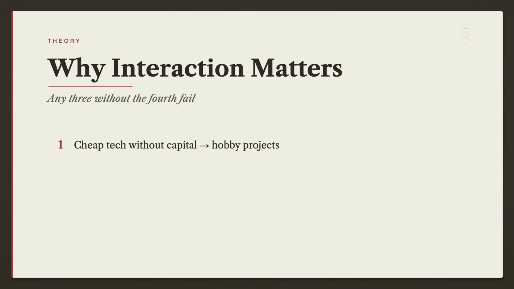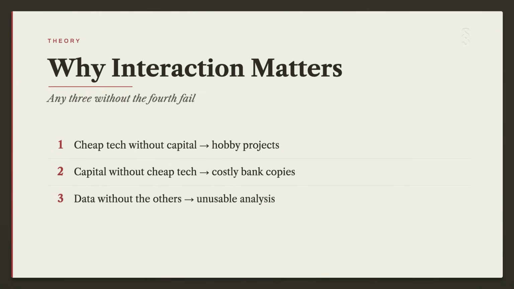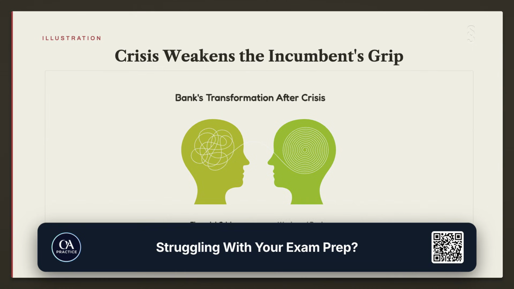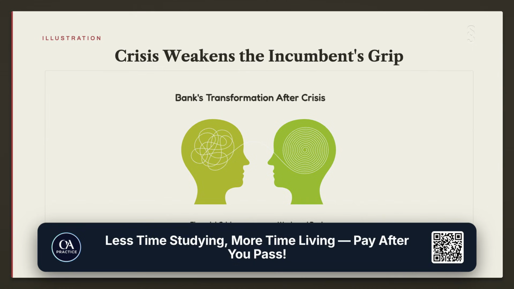Cheap technology without capital just produces hobby projects that never scale. Capital without cheap technology produces expensive copies of existing banks, like the dot-com era's failed attempt, and data without the other pieces produces analysis nobody can act on. Without a crisis, all 3 would still run into fast, confident incumbents defending their turf. The crisis is the trigger that makes everything else usable.